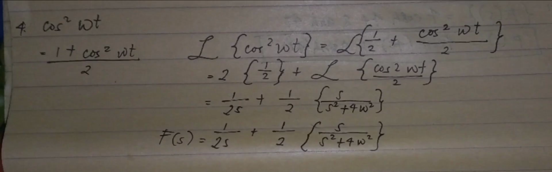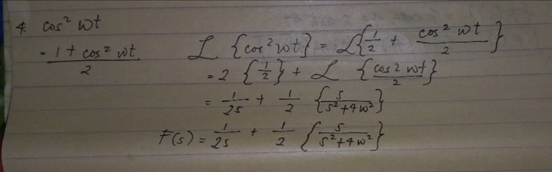Number 2, cosine squared omega t. We are going to use a cosine relation. The Laplace transform of cosine squared omega t equals the Laplace of 1 over 2 plus cosine 2 omega t over 2, which is 1 over 2s plus 1 over 2 times s over s squared plus 4 omega squared.